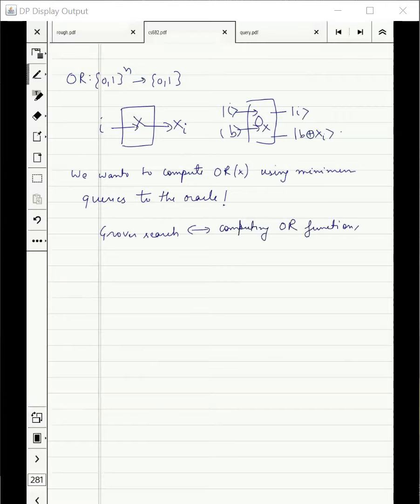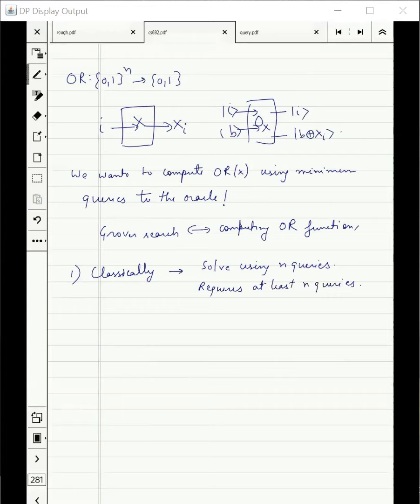And what did we see? Classically, order of n, we can solve using n queries, and any classical algorithm requires at least n queries.